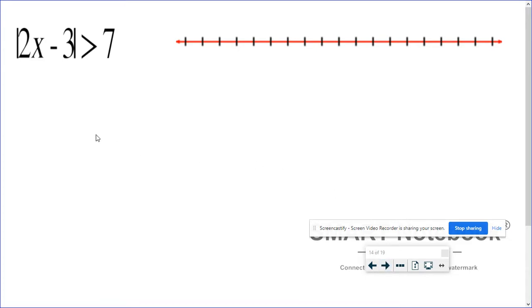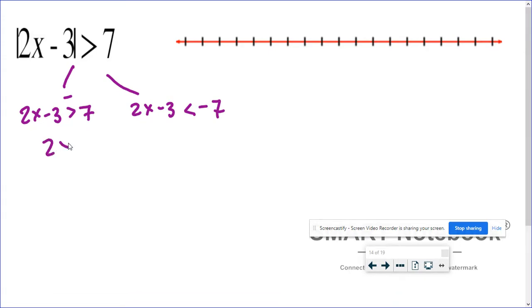A little more complicated, but same concept. The absolute value bars are isolated, so we will just split it into two inequalities now. If I assume what's inside is positive, 2x minus 3 is greater than 7. If I assume what's inside is negative, 2x minus 3, the greater than flips to less than, and then it'll be negative 7. Now you just solve both separately. I'm going to add 3. I get 2x is greater than 10. Divide by 2, I get x is greater than 5.